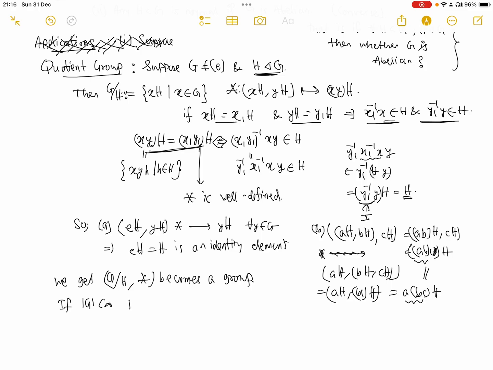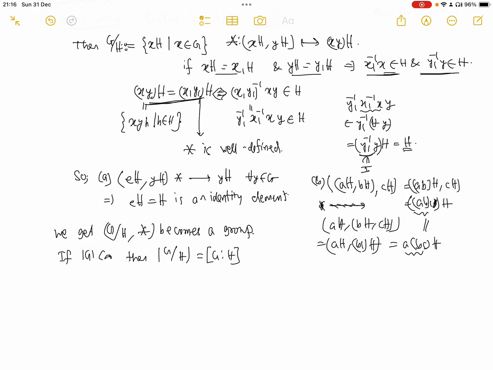And if G is a finite group, then this group has how many elements? This is precisely the number of left cosets of H in G, or the index of H in G.